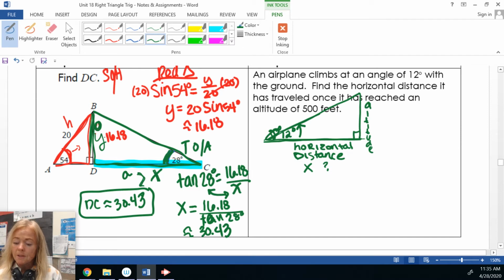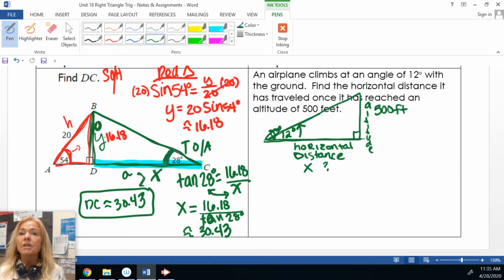Okay, your altitude is how high the plane is, and we want that to be 500 feet. So we have a horizontal distance, we have an altitude, and we have an angle at which it's flying. Pilots have to know that once they get off the ground, they need to ascend at a 12-degree angle, and you need to have that much horizontal distance by the time you have 500 feet of clearance vertically.